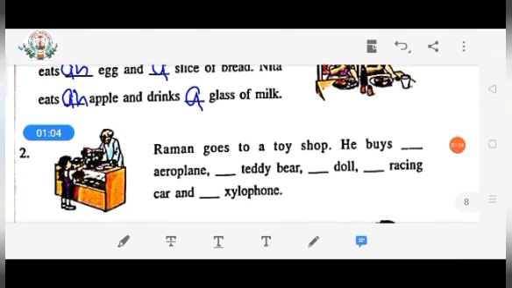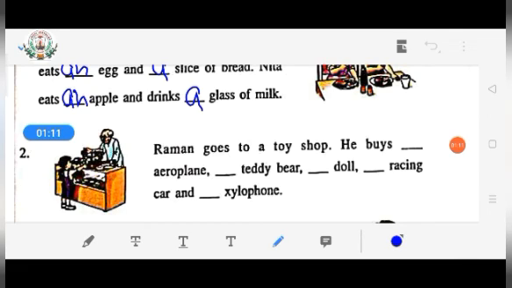Question number 2. Ram goes to a toy shop. He buys dash aeroplane. The first letter of aeroplane is A. A is a vowel here. So we will put an aeroplane, dash teddy bear. The first letter of teddy bear is T. T is a consonant letter. So we will put a teddy bear, dash doll. The first letter of doll is D. D is a consonant letter. So we will put a doll.